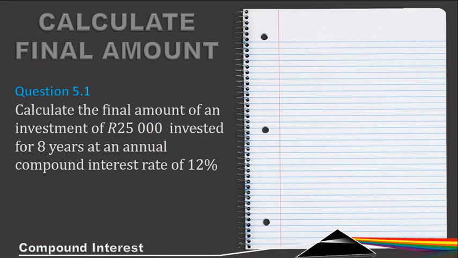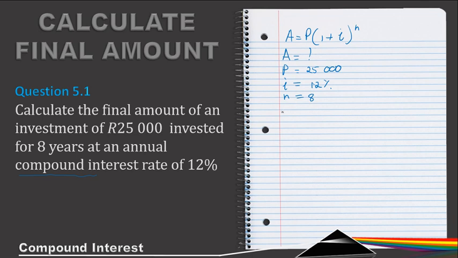Right, now for question 5.1, calculate the final amount of an investment of 25,000 rand invested for 8 years at an annual compound interest rate of 12%. Okay, so compound interest, that's important. Once we identify which type of interest it is, we can write down the applicable formula. So A is equal to P (1 plus i) to the power of n. We list our values. Now A is what we want to find, the final amount. The principal amount that's given is 25,000, and then the interest is 12%, and the number of years is 8.